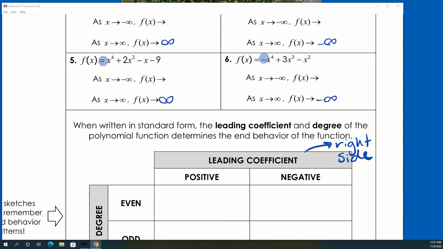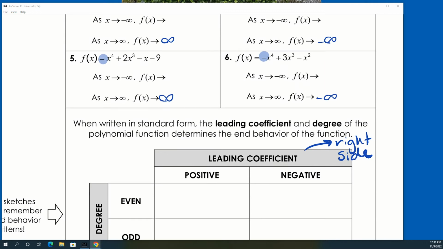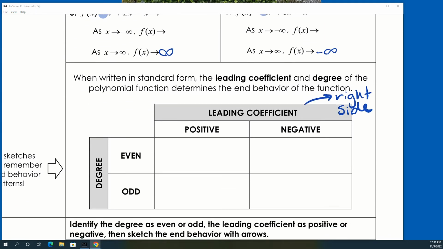So if that number is positive, on the right side, it's going to be going to positive infinity. If that number is negative, on the right side, it's going to go to negative infinity. So in this little table, I'm just going to draw arrows. So I'm just going to draw the right arrows for now. So positive leading coefficient means on the right, we're going to be pointing upward. And the negative leading coefficient means on the right, we're going to be pointing downward.